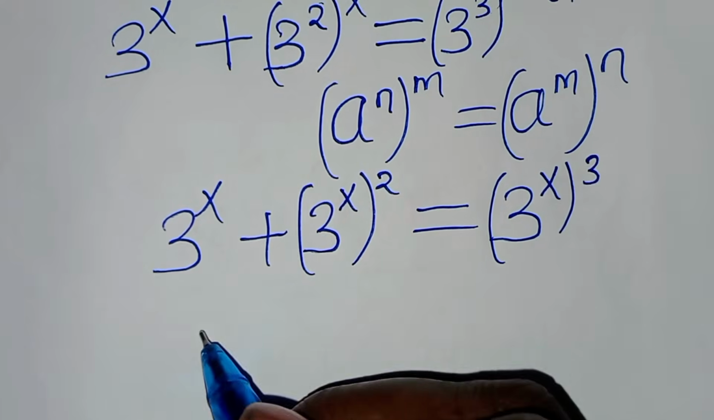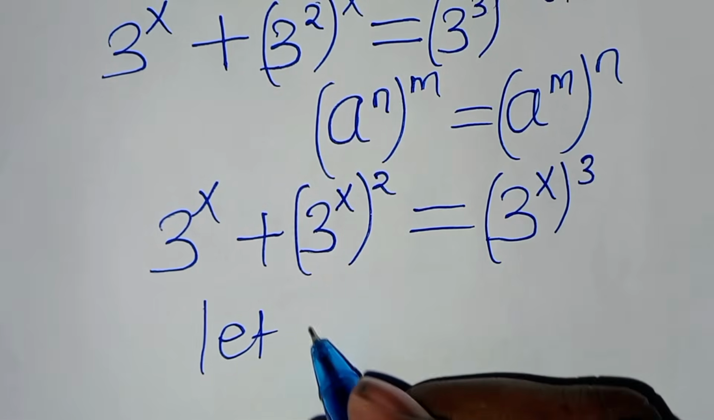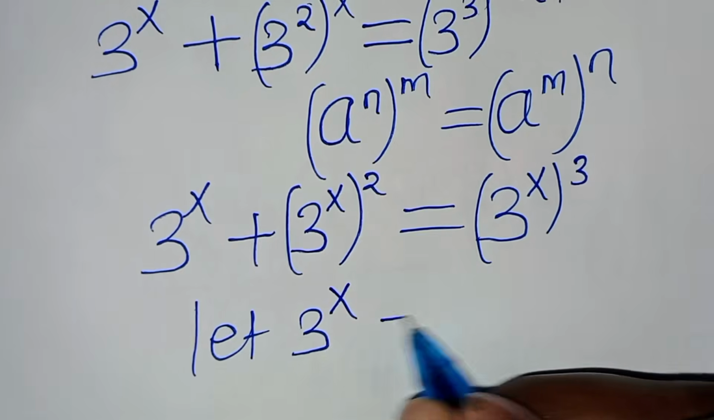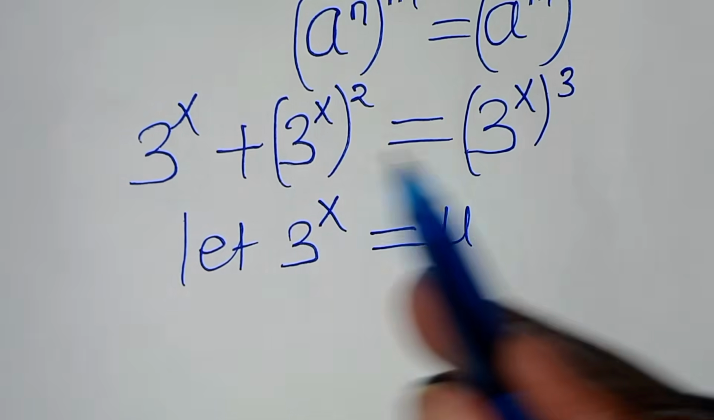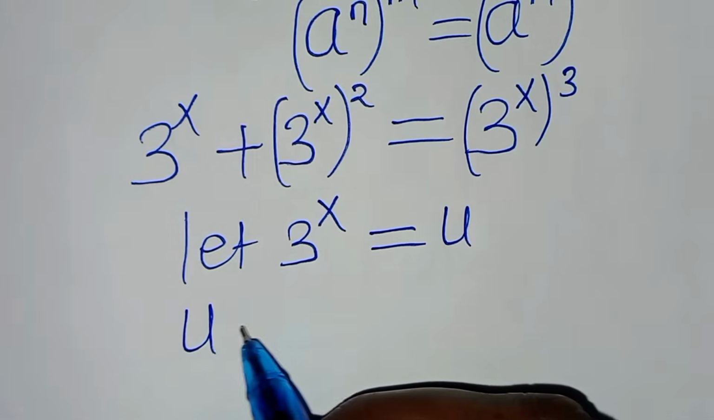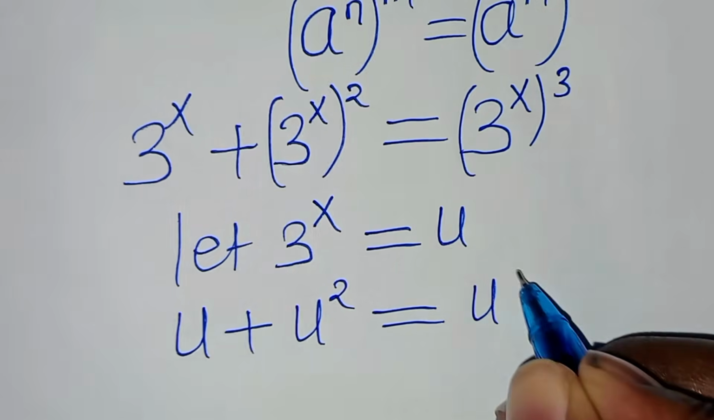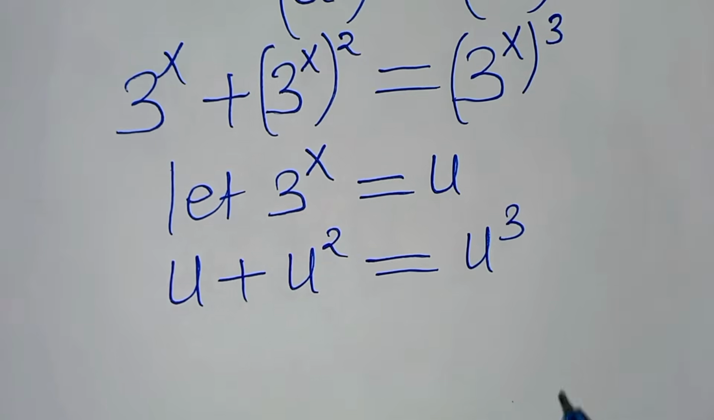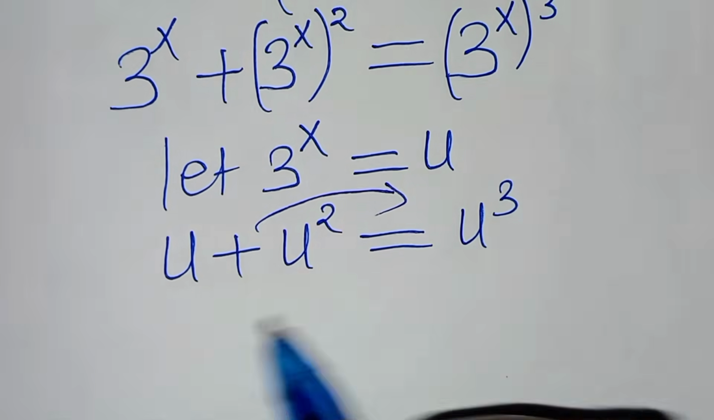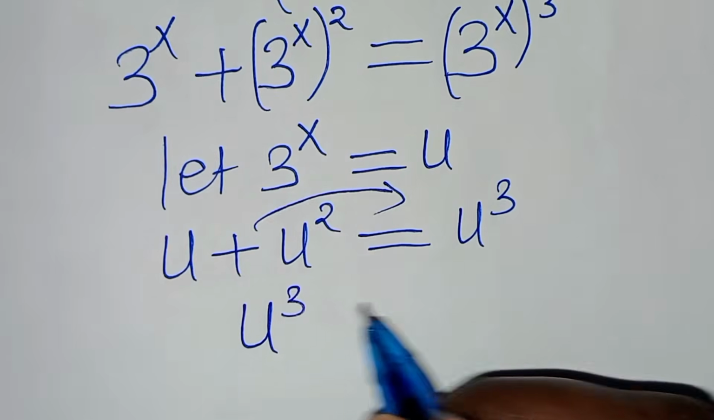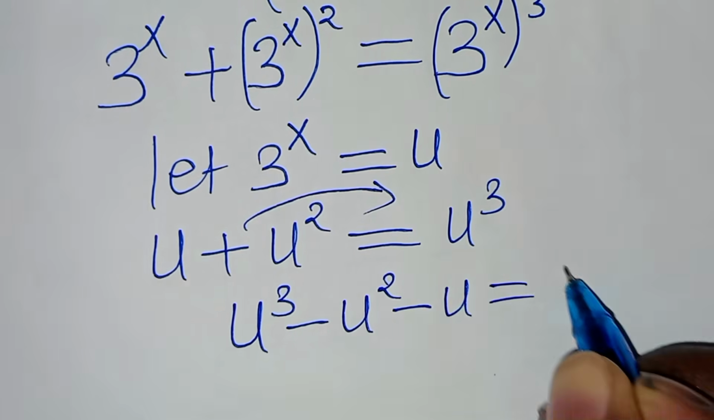The next step is that, remember 3 to the power of x is common here, we can let 3 to the power of x be equal to u. So let's substitute u into this equation. So we have u plus u squared. This is equal to u to power 3. So the next step is to take u plus u squared to the right hand side. So that now here we have u to the power of 3 minus u to the power of 2 minus u. This is equal to 0.